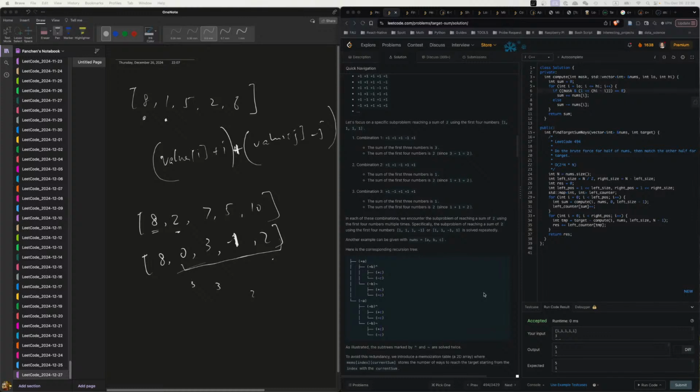Basically, the dp is how many different ways, say, from indices 0 to k, there are to make a certain value. Right, so we have 2.